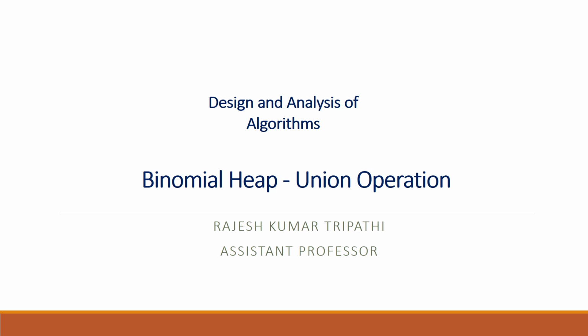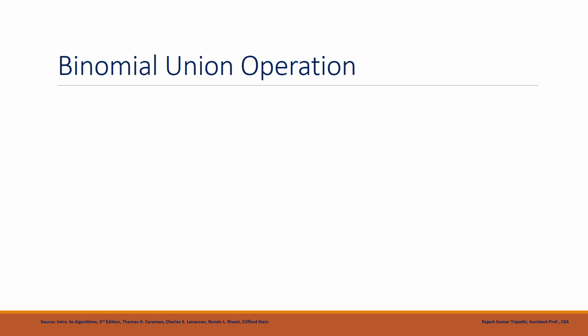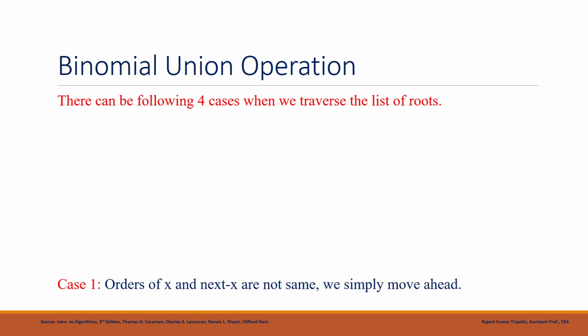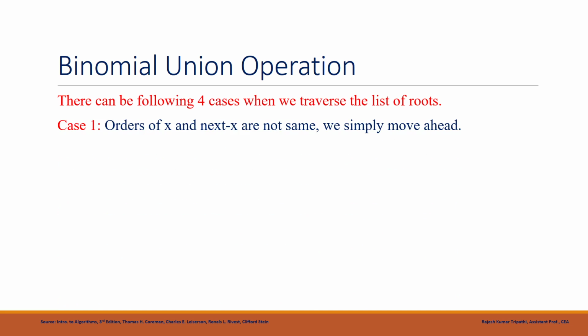Union operation is an important process of binomial heap which consists of four important cases. So first, we must remember these four cases. What are these cases? So first case is, first we will check the order of x and next x binomial trees. If both are not same, then our pointers will move in forward direction.